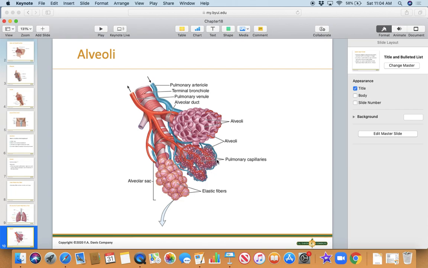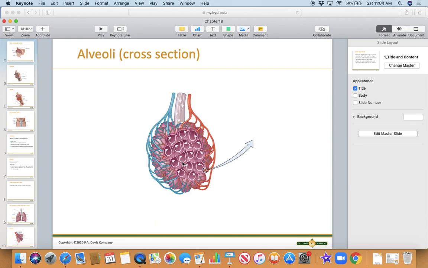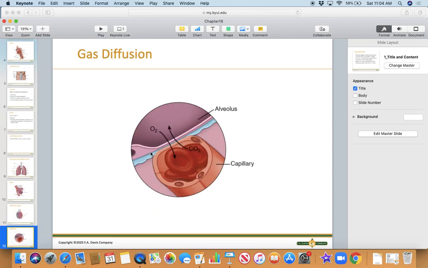You can see they are surrounded by capillaries. And if we look even closer, we'll see this is the respiratory membrane. This is where gas exchange happens. It's made up of the cells of the capillary and the cells of the alveoli of the lung. They're both simple squamous epithelium, so very thin cells, good for diffusion. So oxygen diffuses into the blood and carbon dioxide diffuses out.